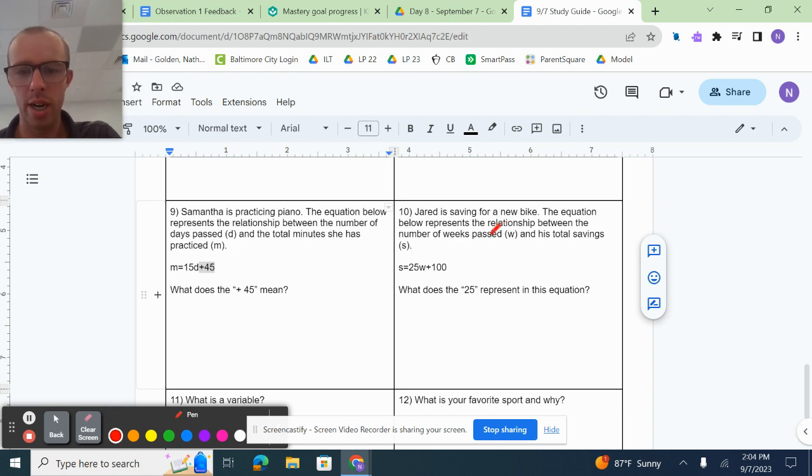All right, last one. Jared is saving for a new bike. The equation below represents a relationship between the number of weeks past W and his total savings S. What does a 25 mean? Well, this 25 is a coefficient to W. 25W, so that means 25 per week, right? He's saving $25 per week. He starts at 100, that's what this 100 means. Don't overcomplicate this. Every linear function, where did you start? How much are you changing by? All right, so I'm not going to write that down.